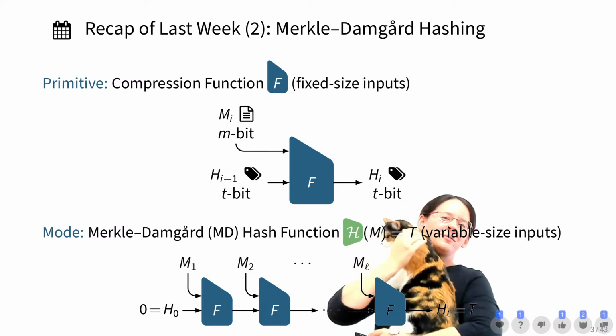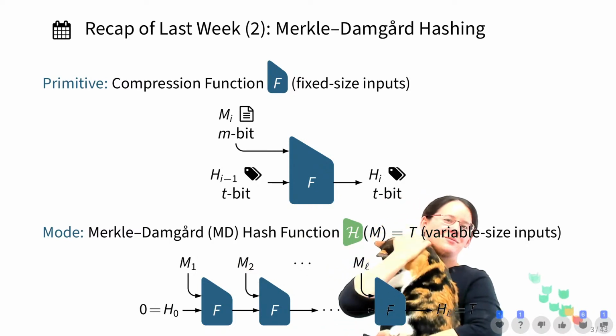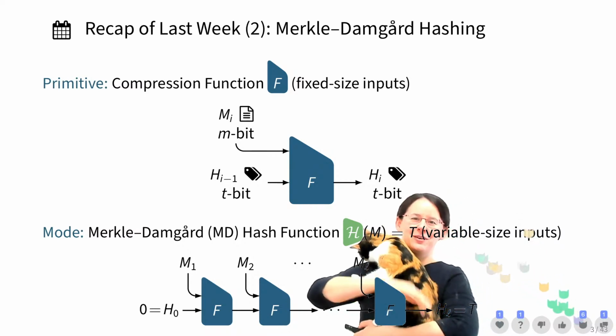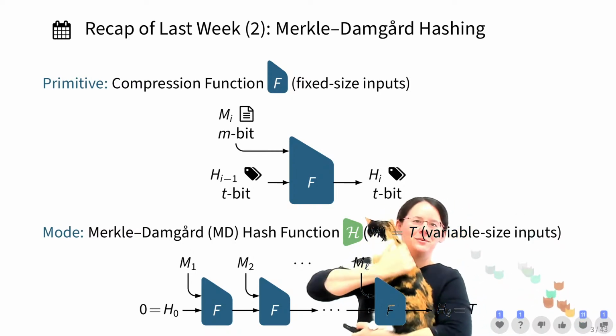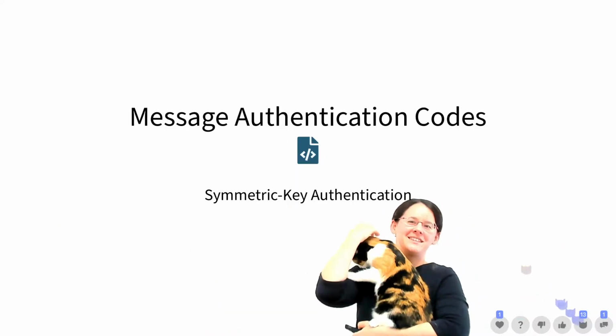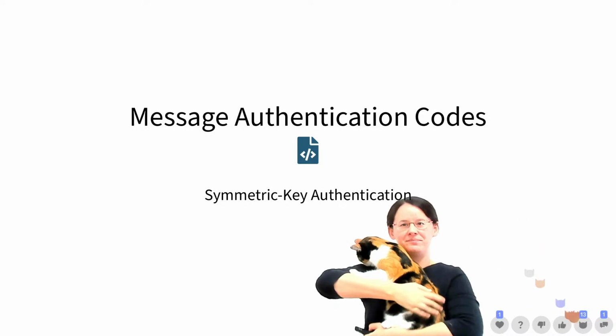So after this recap of stuff we did have time for, here I just want to add a few things that we didn't have time for last week, which includes you, right? We didn't have time for you last week. And this missing piece is message authentication codes.